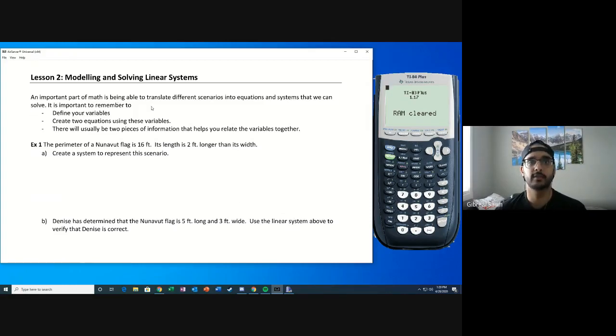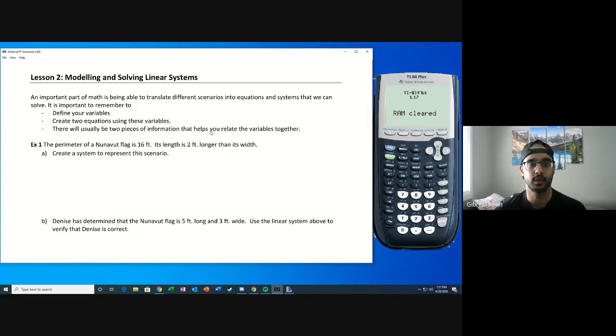So an important part of math is being able to translate different scenarios into equations and systems that we can solve. Now, it's important to remember to define your variables. If you're using things like x and y, but you don't ever tell the reader what those things actually represent, it's very hard to distinguish between what x is and what y is. You're going to create two equations using those variables because remember, a system has two equations and two variables. There's usually going to be two pieces of information that help you relate those variables together.